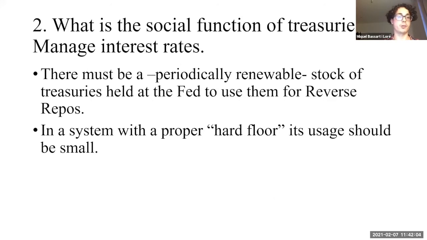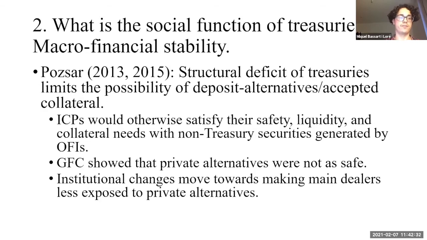Then we have managing interest rates. I will defend that with the double floor system, it is still important that the Fed can have at its disposal, on both sides, a stock of treasuries so that the Fed can do open market operations. But I wouldn't say that the whole amount of treasuries responds to this purpose. And then what I believe is the actual social function of issuing treasuries is the macro-financial stability purpose of providing safe collateral and providing safe deposit alternatives, given that the deposit insurance is limited.